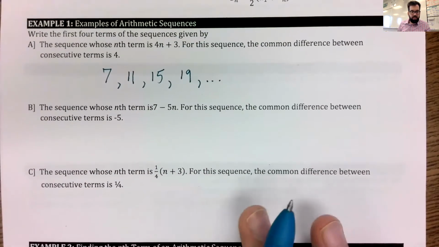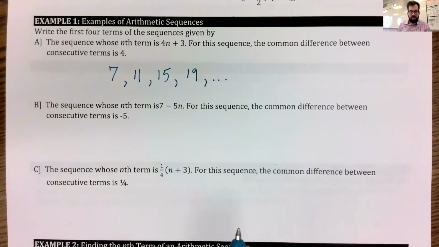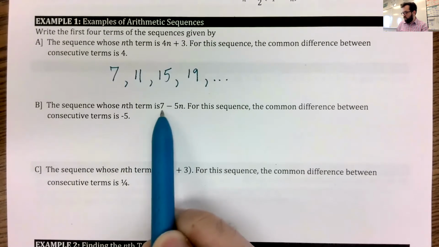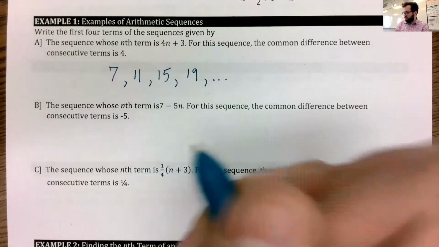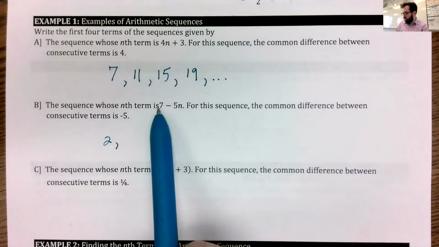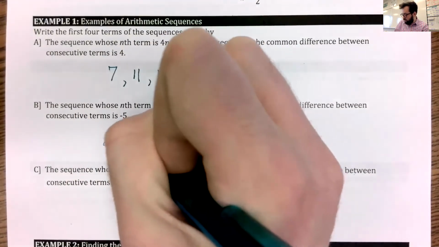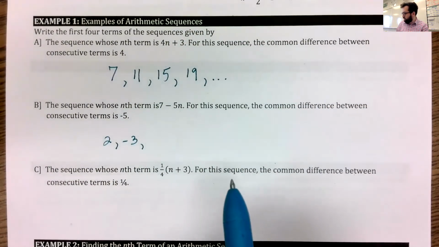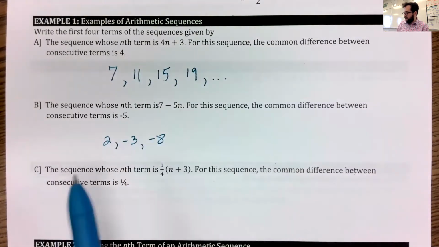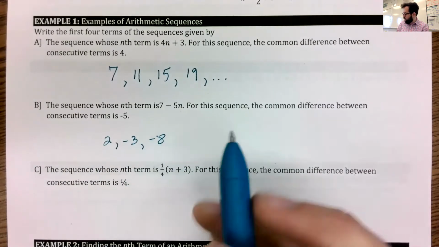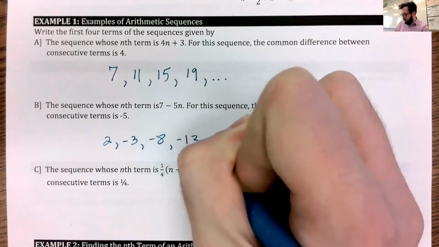Let's try letter B. The sequence whose nth term is 7 minus 5n. For this sequence, the common difference between consecutive terms is negative 5. This time, we plug in 1 for n. We get 7 minus 5, so we're going to start with a 2. For the second term, we plug 2 in for n. We do 7 minus 10 and get negative 3. 7 minus 5 times 3 is 7 minus 15, which is negative 8. Now you can see that indeed the common difference is negative 5. We're subtracting 5 every time. So the next term is going to be negative 13, and so on.